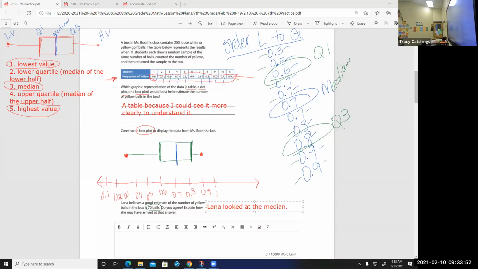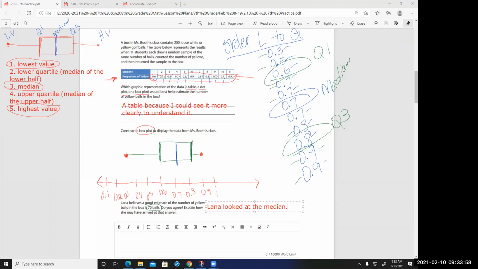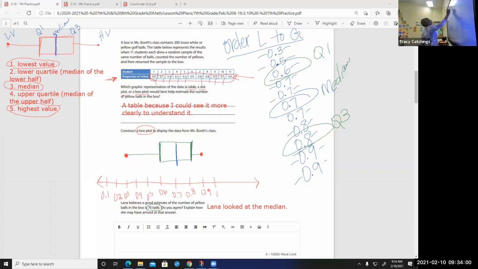All right, now how many total balls do we have in this box? 200. We got 200 total, and we're trying to figure out the yellow. She looked at the median and said, okay, we'll have 70 because the median was 0.7. So if we use 0.7 as the median with that 200, we can multiply that out and that will give us an estimate. Somebody multiply that out.